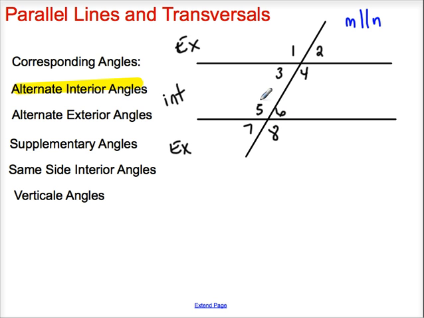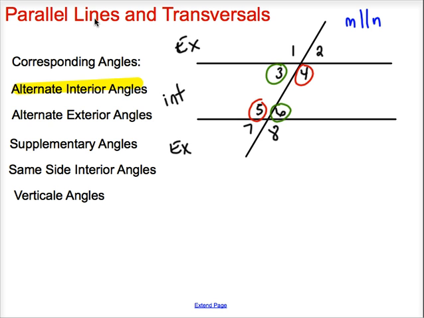5 and 4. Excellent. 5 and 4 will be alternate interior angles. They're on alternate sides of the transversal, and they're both interior. What would be the other pair of alternate interior angles? Nice and loud. 3 and 6. 3 and 6, excellent. 3 and 6 will be another example of alternate interior angles.